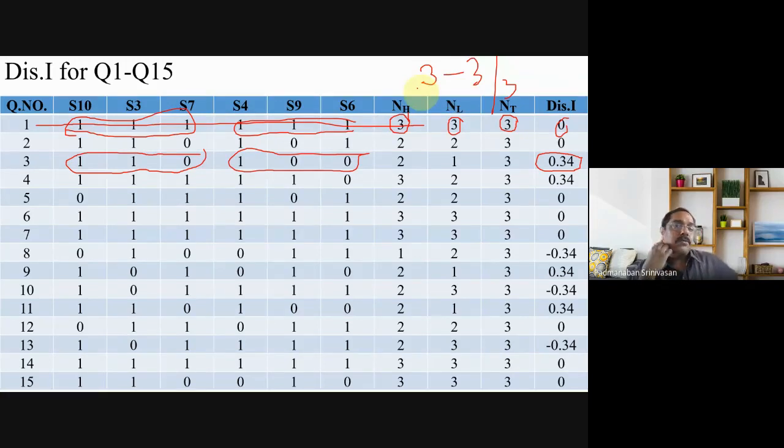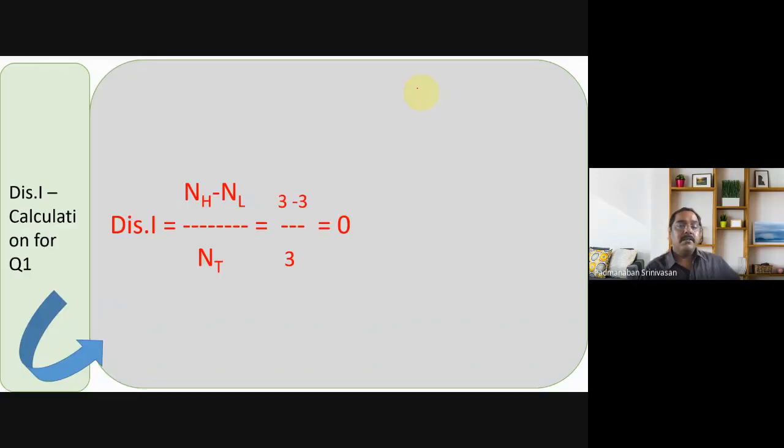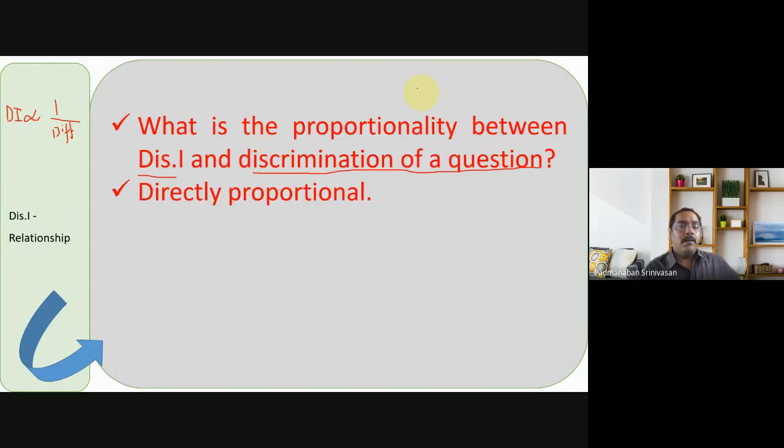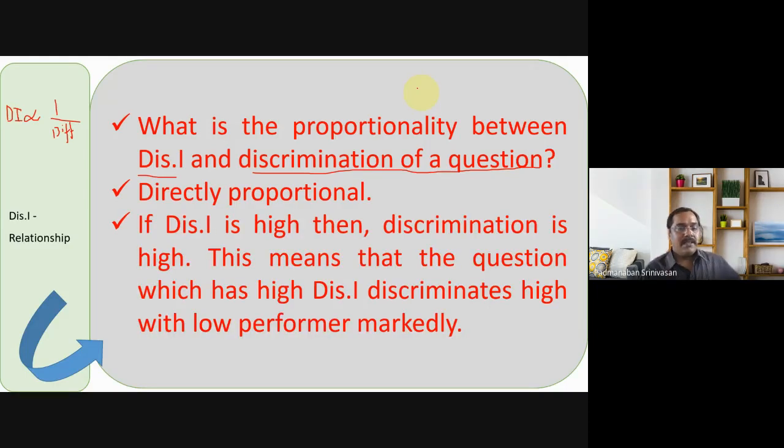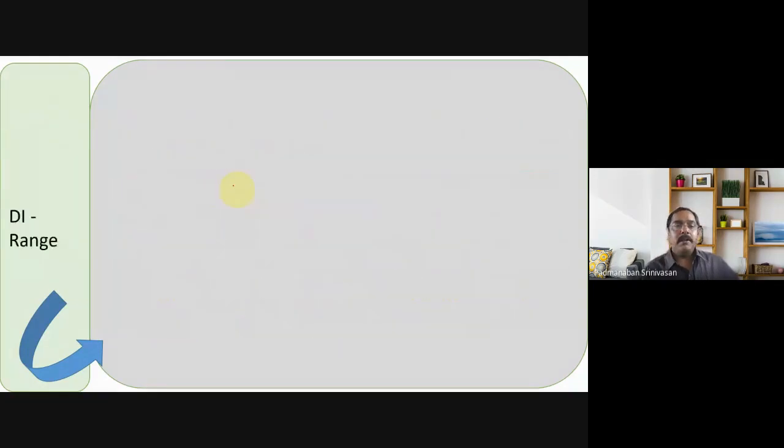Having that question is not useful. It may be asked like, who is the Prime Minister of India? Anybody can tell because these are very normal questions. Capital of India, Prime Minister of India. Everybody knows as an Indian, 99% of the people know. So those questions have to be avoided. So that's what we see here. The proportionality is directly proportional. If the discrimination index is high, discrimination is high. We'll go for the range.